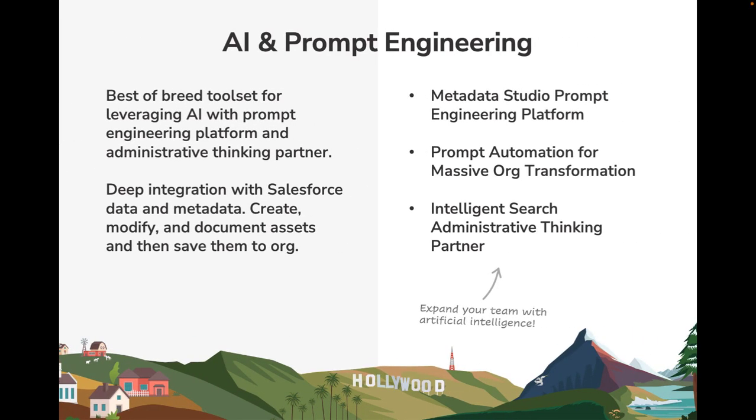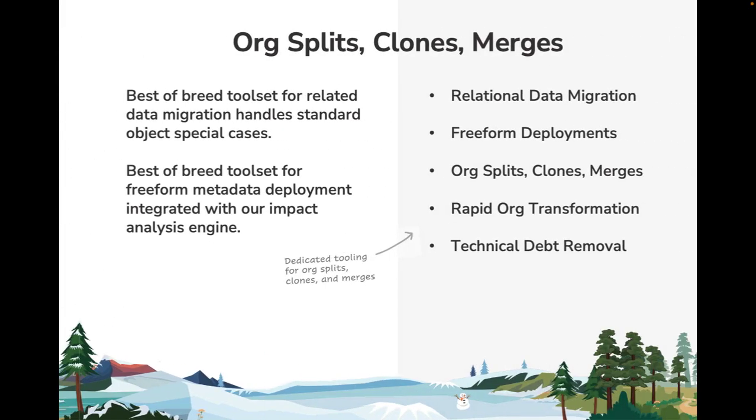We have a great prompt engineering platform. Our Metadata Studio comes with 150 pre-built prompts. This is really great for prompt automation and org transformation. But AI appears in many places in our product for explaining assets, for generating SOQL filters, for helping you understand errors, for generating descriptions on metadata types and things like that.